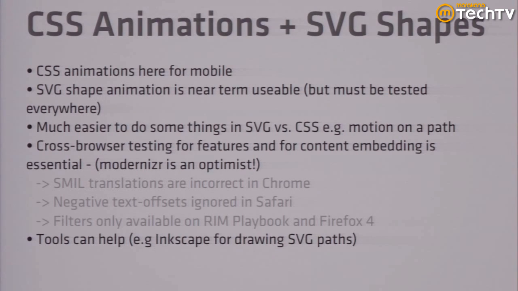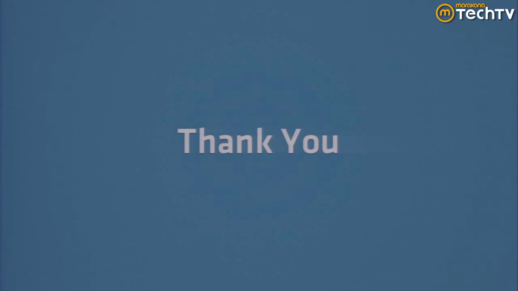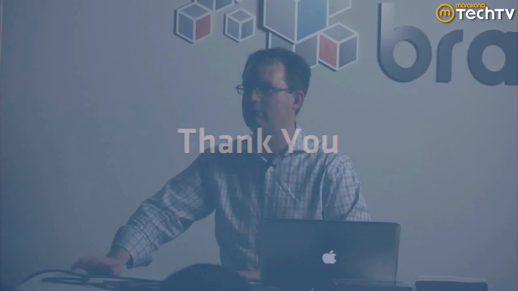SMIL translations are incorrect in Chrome. Negative text offsets are ignored in Safari. Filters only work on the playbook in Firefox 4. There's a lot of things you need to test with if you're going to dip your toes in SMIL. Probably better off to use your favorite framework. Tools can help. I would not advise anyone to hand craft SVG paths. You should just throw them in Inkscape and then extract them. And that's basically the state of CSS Animations and SVG, plus SMIL.